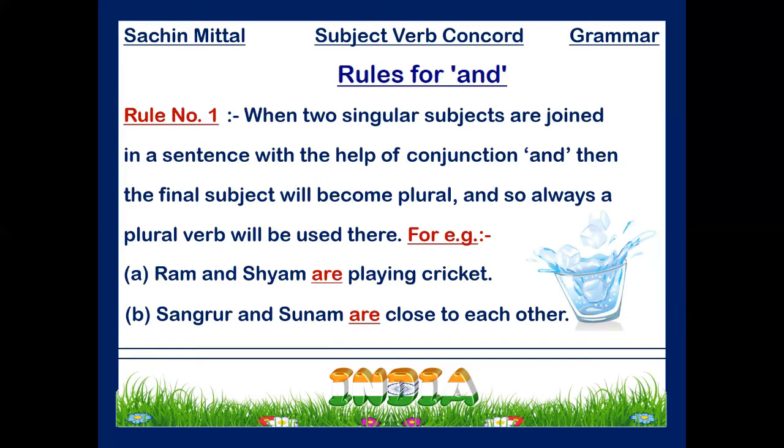Right? For example, Ram and Sham are playing cricket. Yes, for example, Sangrur and Sunam are close to each other. I hope you are able to understand this particular rule, that is the rule for and. So when two or more singular subjects are joined in a sentence with the help of conjunction and, then the final subject will become plural, and so always a plural verb will be used there. Okay, moving on to the next one.